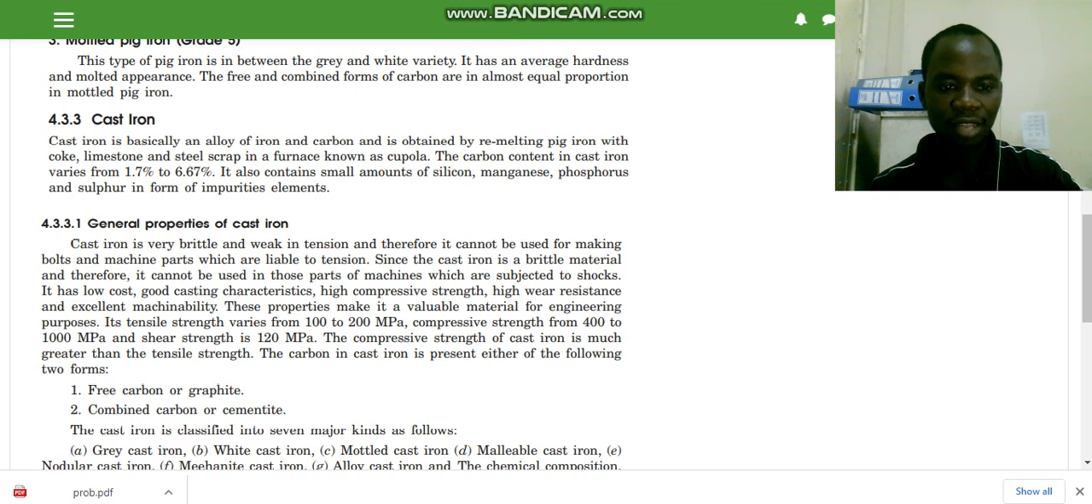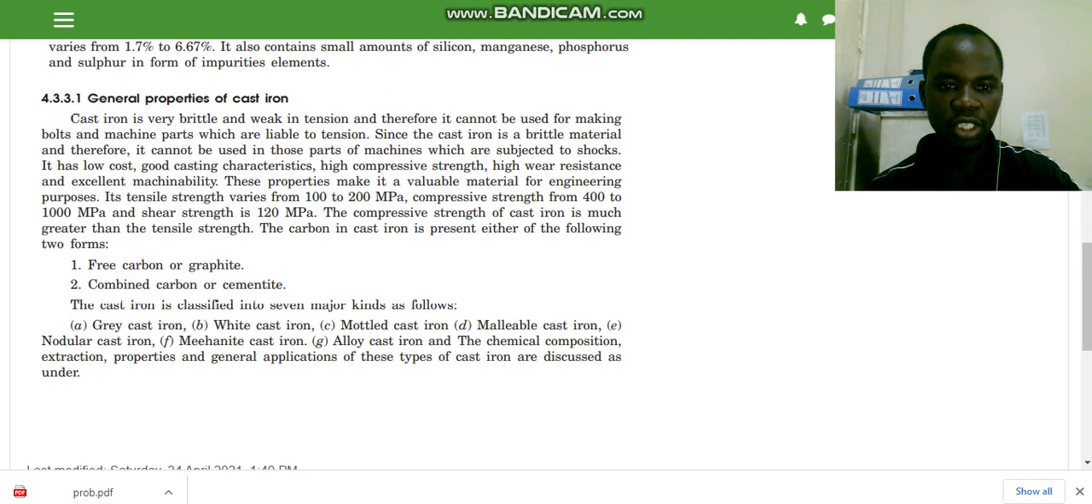Its tensile strength varies from 100 to 200 megapascal. Compressive strength varies from 400 to 1000 megapascal. And shear strength is 120 megapascal. The compressive strength of cast iron is much greater than the tensile strength. The carbon in cast iron is present in either of the following two forms: the free carbon or graphite, and combined carbon or cementite. Cast iron is classified into seven major kinds as follows.